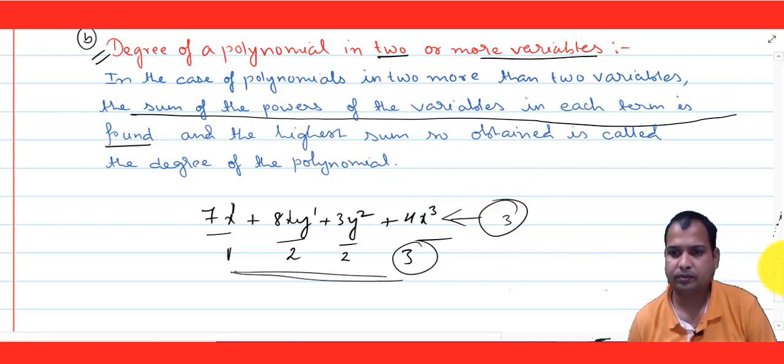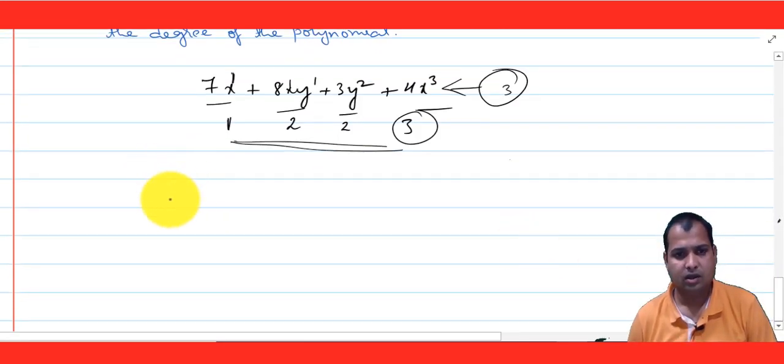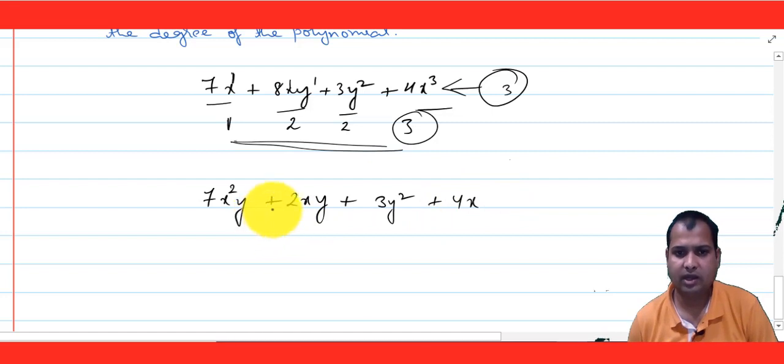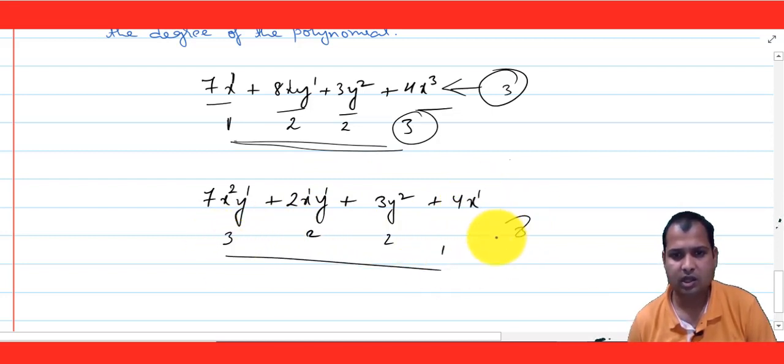If I had something like this, 7x square y plus 2xy plus 3y square plus 4x, this is a polynomial in two variables. Now we have to find its degree, so we'll find the sum of the powers of each term. Here power is 2, here power is 1, so total will be 3. Here 1, here 1, so total will be 2. Here 2. Here 1. Out of these, which one is highest? 3. So your degree will be 3.